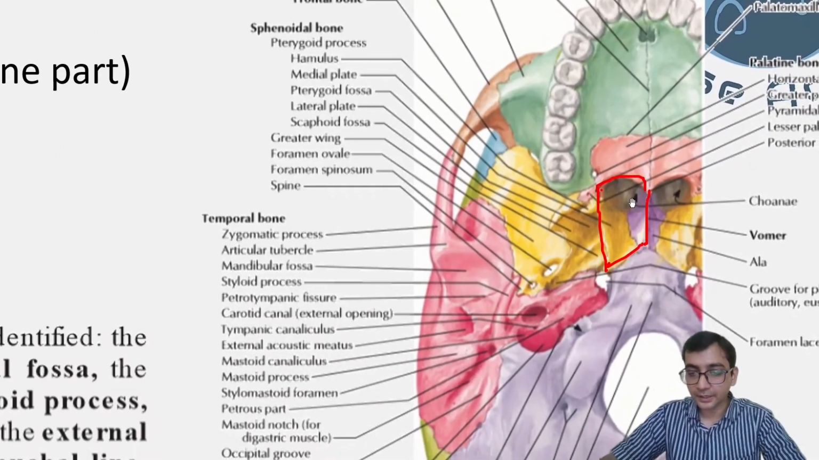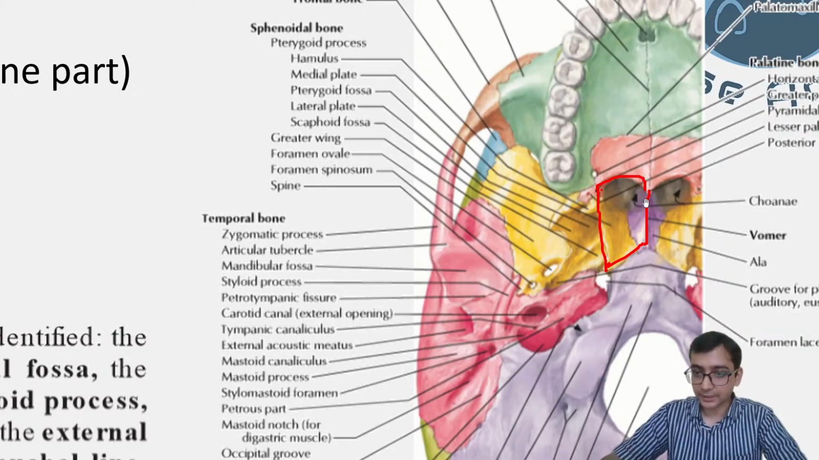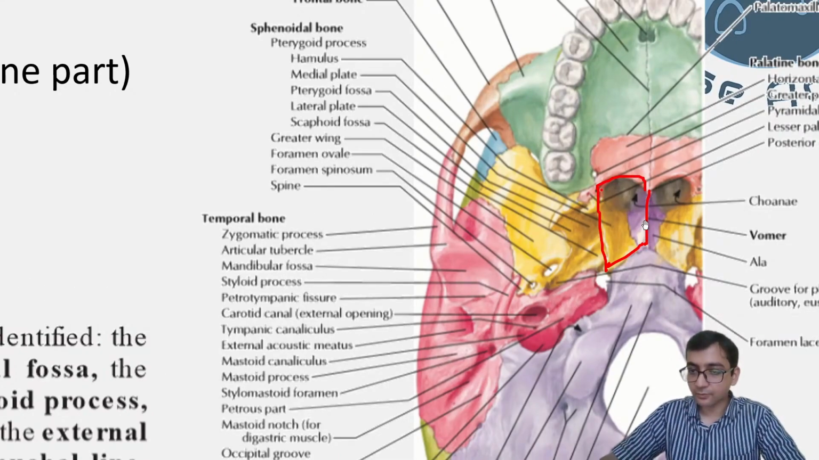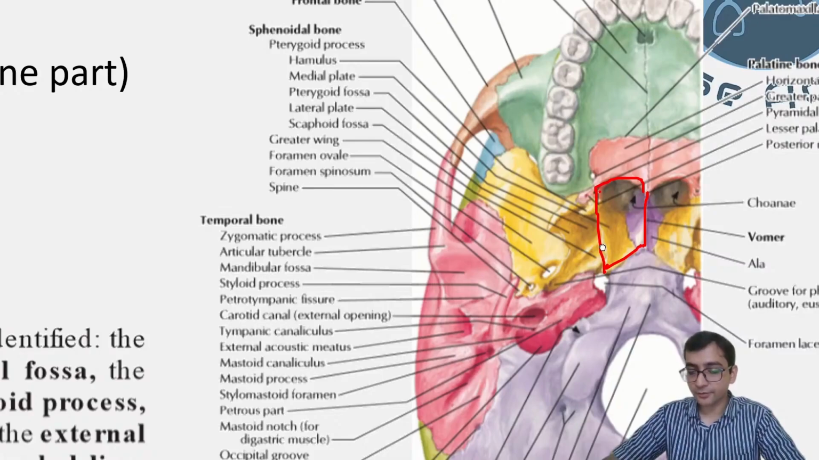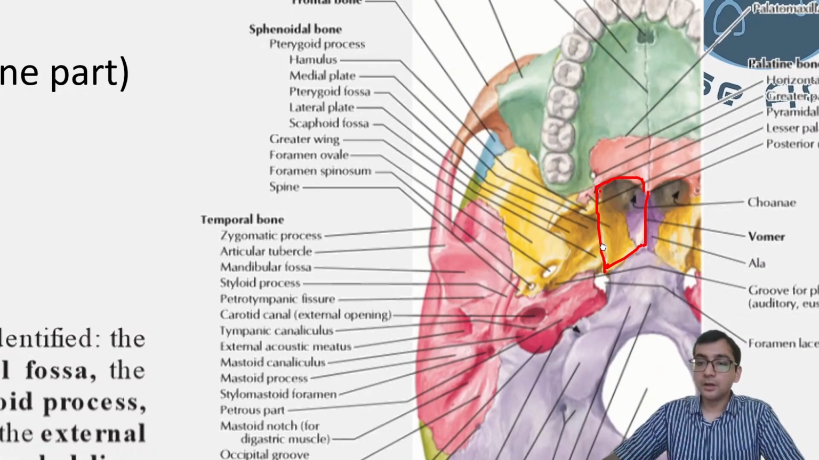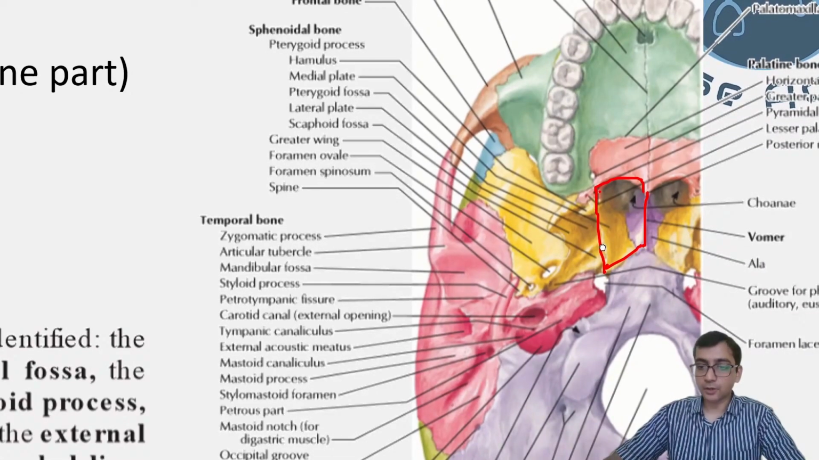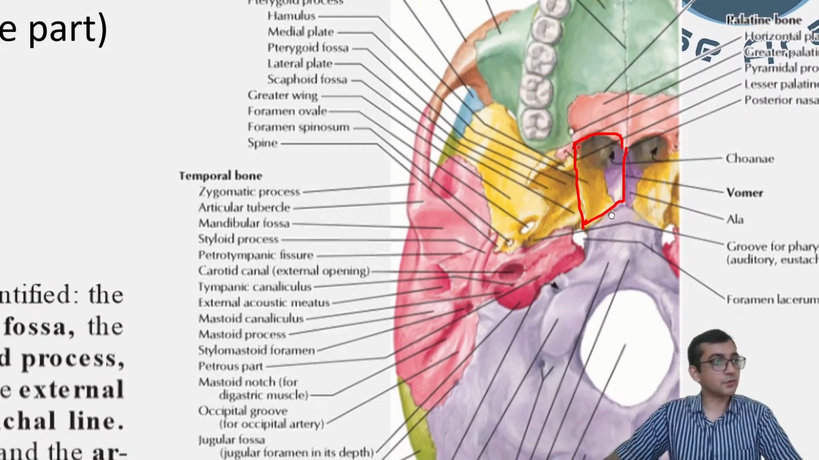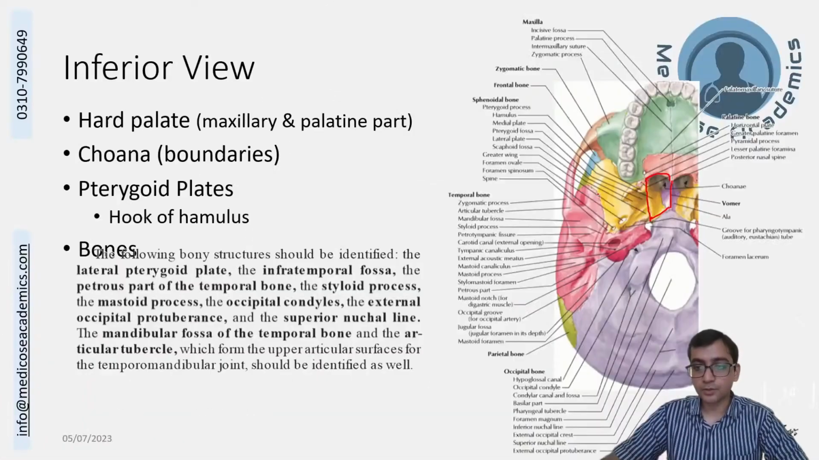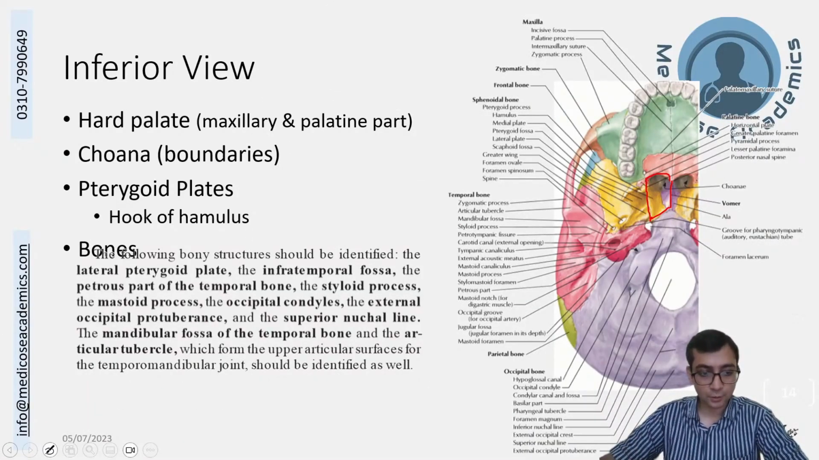So which structures are making it? Inferiorly, there is the palatine bone, the horizontal plate. Medially, there is the vertical palatine part. Laterally, there is the posterior free margin of the medial pterygoid plate, and at the upper end there is the body of the sphenoid bone. So these structures make the posterior nasal aperture, otherwise known as choana.